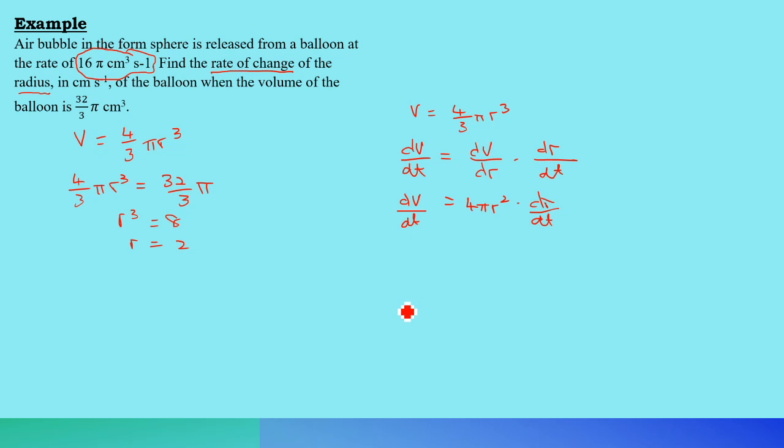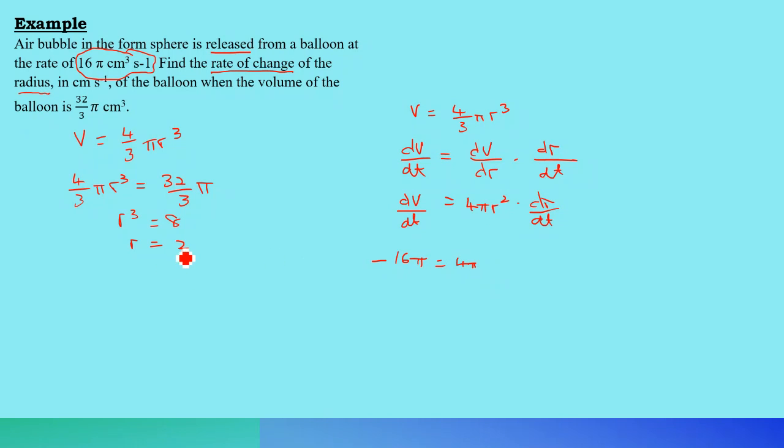So let's put it in. dV/dt is 16 pi. Is this correct? Wrong. It's supposed to be negative because the volume is decreasing. Air is going out from the balloon, so it's decreasing. 4 pi r.